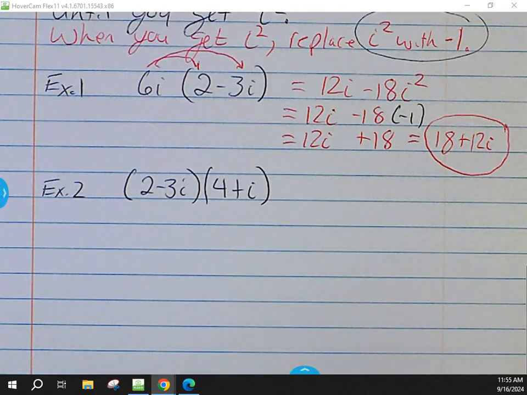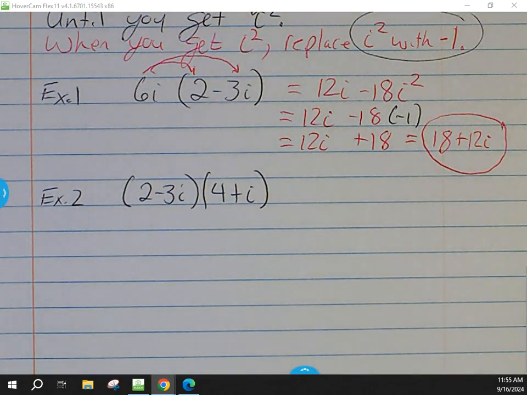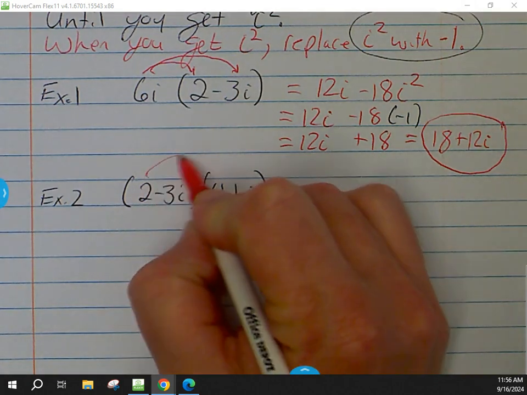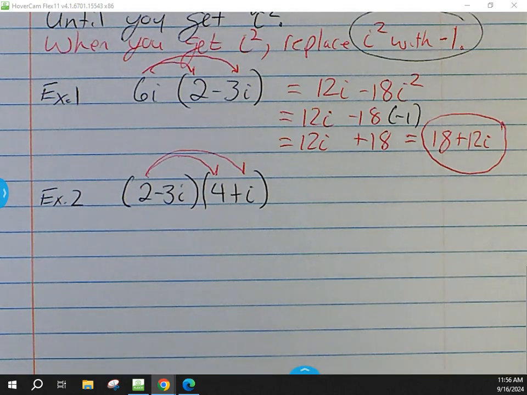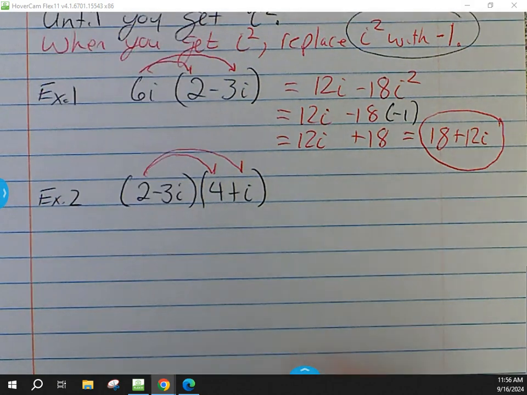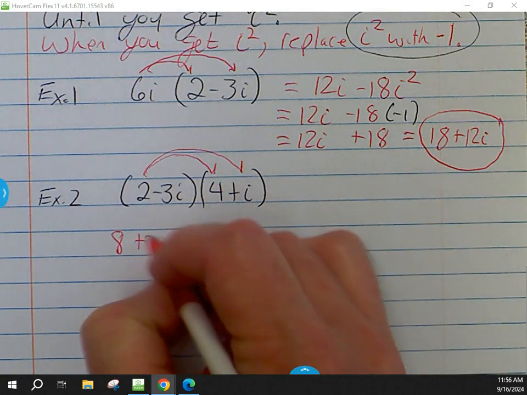All right, so for example 2, this one will make it a full method. And again, full method just means it's a double distributive property. First, we're going to do 2 times 4, and we're going to do 2 times i. 2 times 4 is 8. 2 times i is 2i.